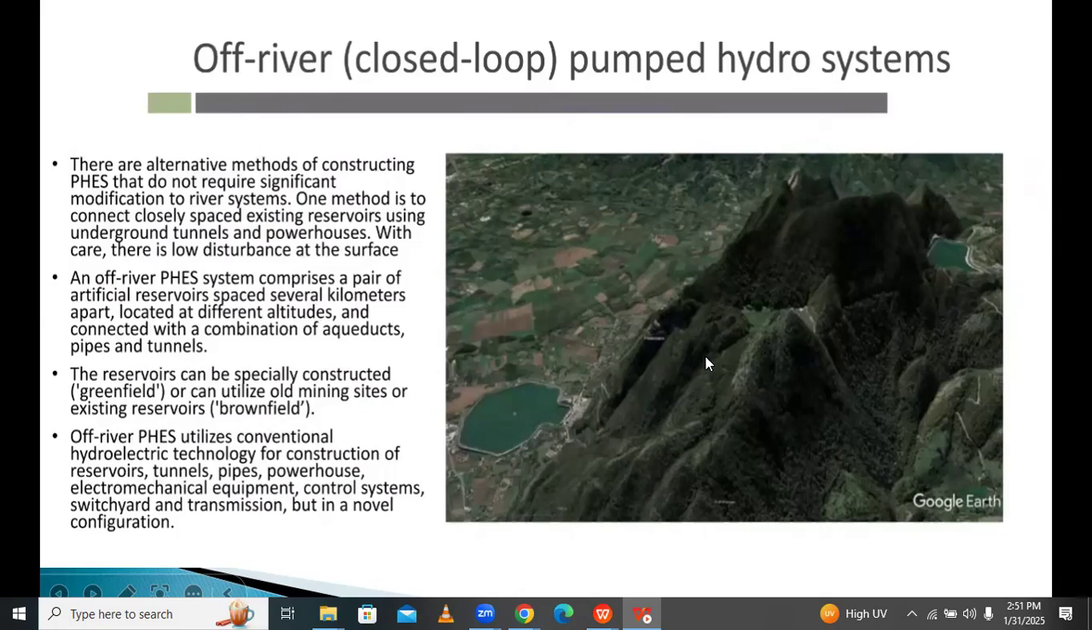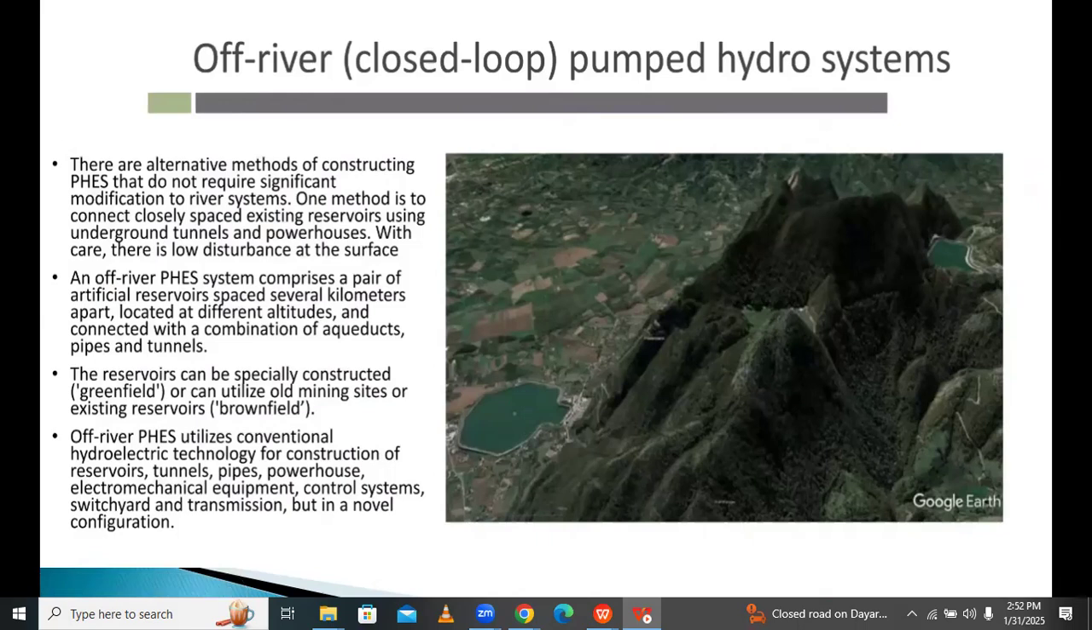Closely spaced existing reservoirs using underground tunnels and powerhouses, with care, cause low disturbance at the surface. It's called a closed loop off-river hydro system. Off-river PHES systems comprise a pair of artificial reservoirs. These are the three.